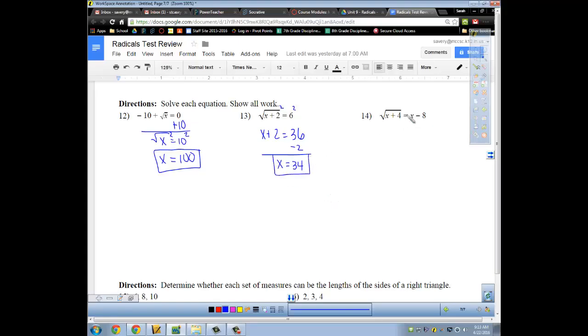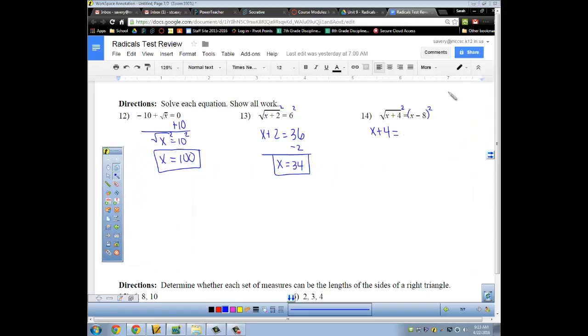14 is tricky. We already have the square root symbol by itself, so we can go ahead and square it. But when you square the right side, since there's more than one term, we need to square it all together. So you get x plus 4 equals x minus 8 squared. I'm going to have to use FOIL off to the side: x minus 8 times x minus 8.